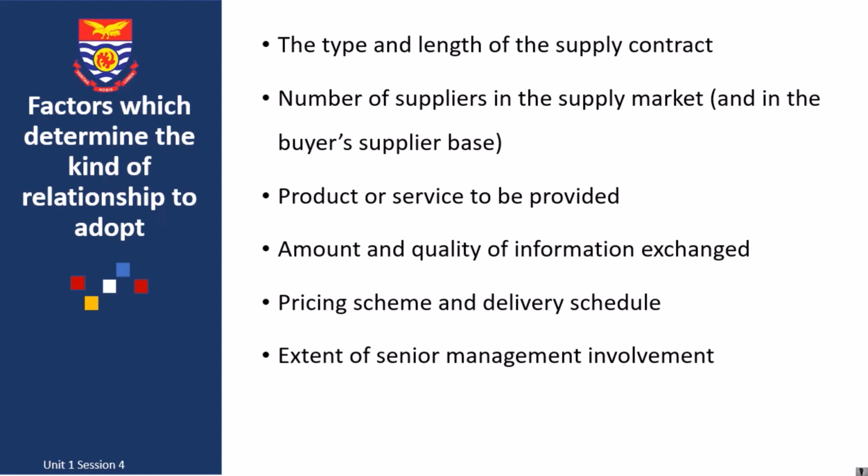And then the amount and quality of information in exchange also determines the kind of relationship to adopt, because if one is not willing to exchange information, there wouldn't be a need to adopt a collaborative relationship. Then the pricing scheme and delivery schedule. So if you want a fixed price contract, that determines what type of relationship you are adopting.